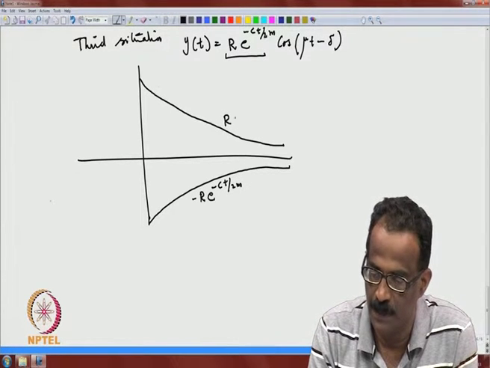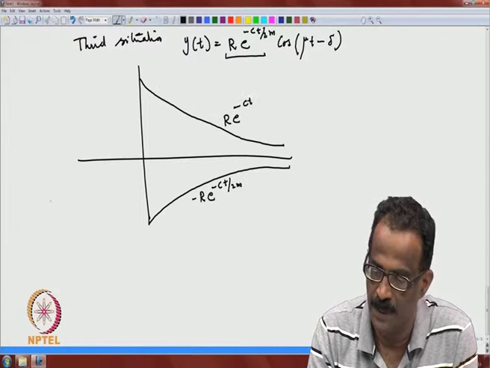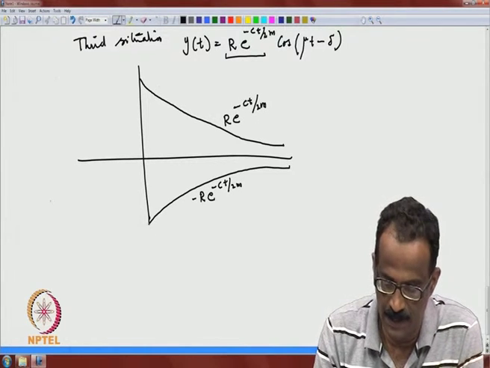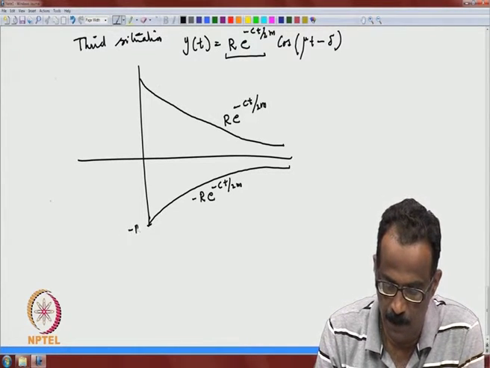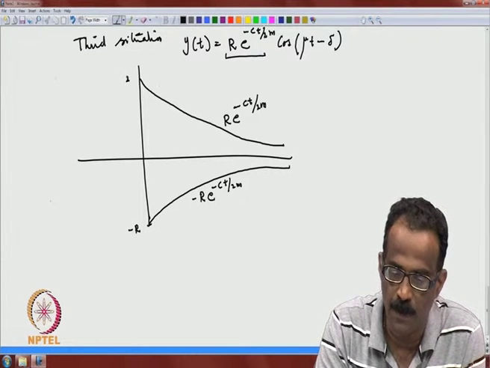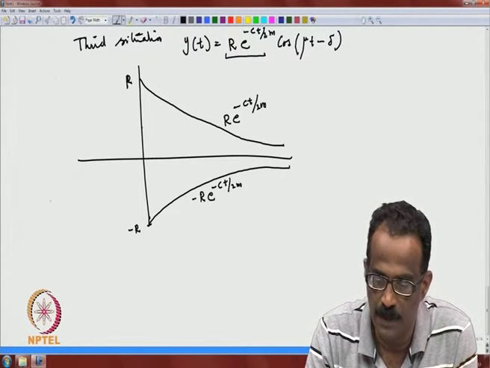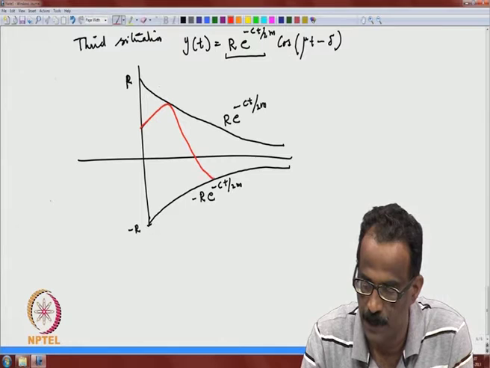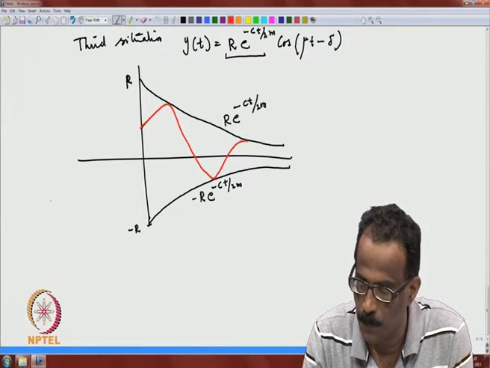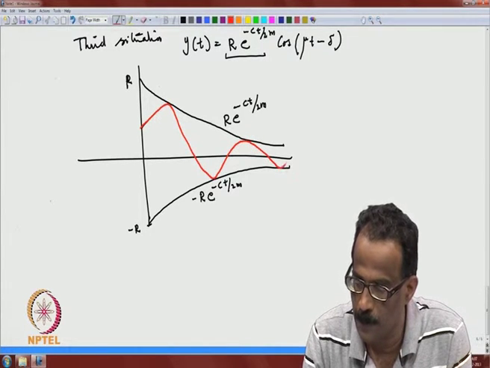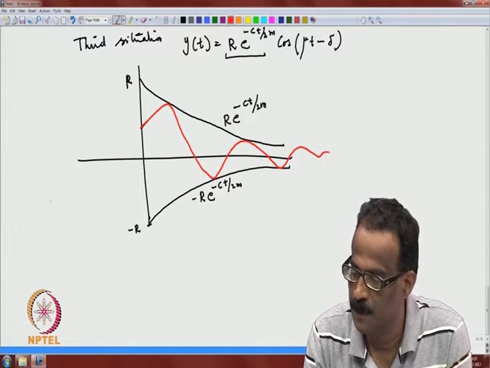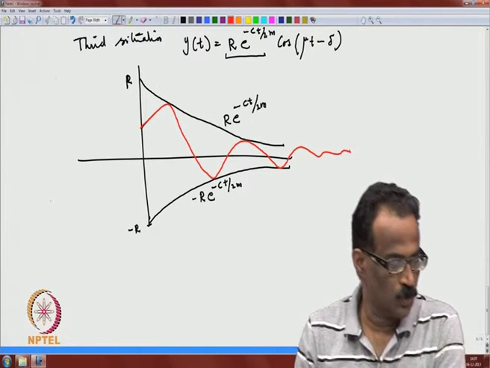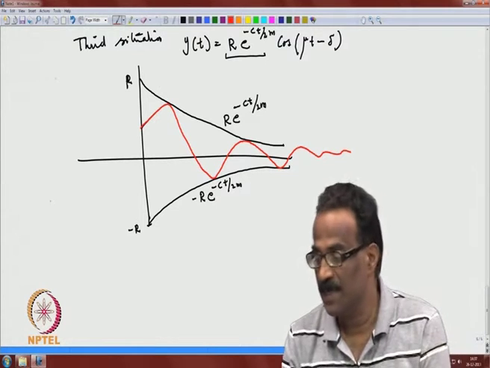This curve is nothing but r e power minus c t by 2 m. This is at the point minus r, this is at r, and this starts oscillating, it touches, see, oscillates like that, it decays like that, it goes to 0. So, that is a situation when there is a damping.